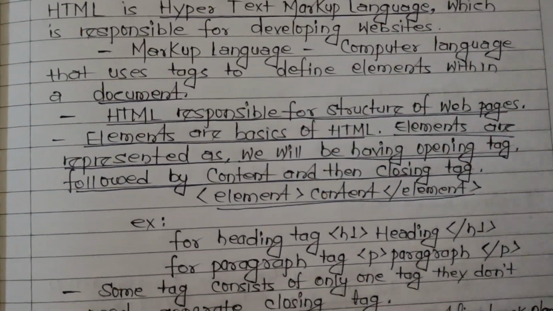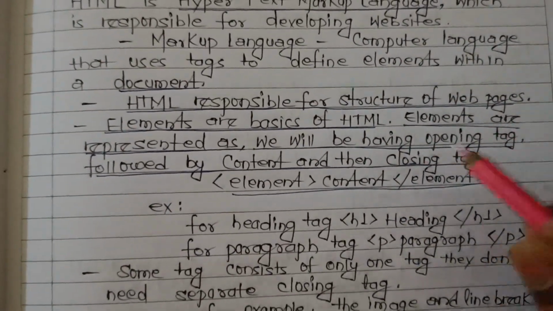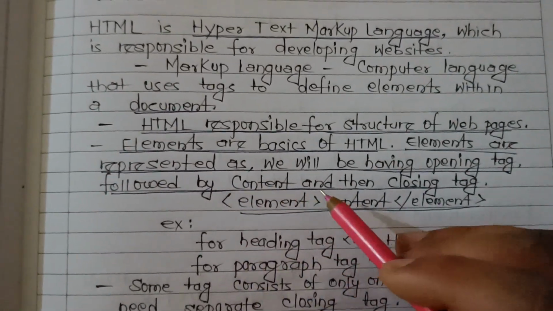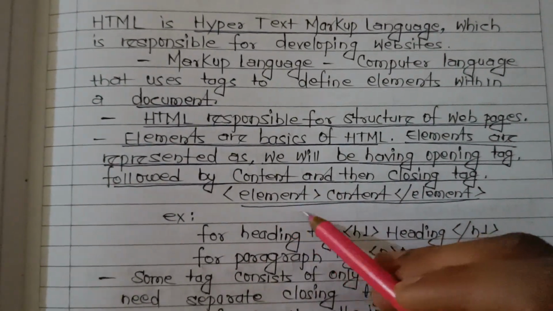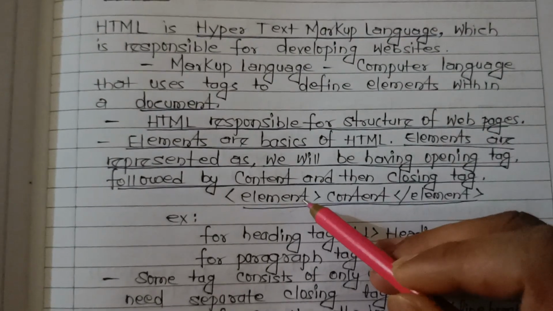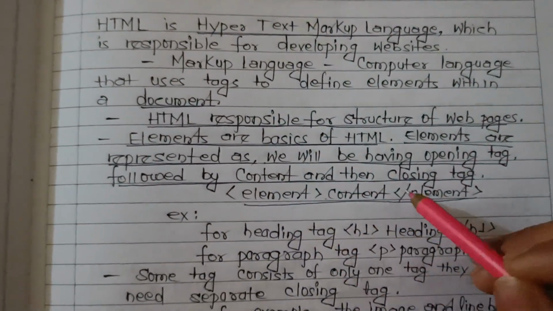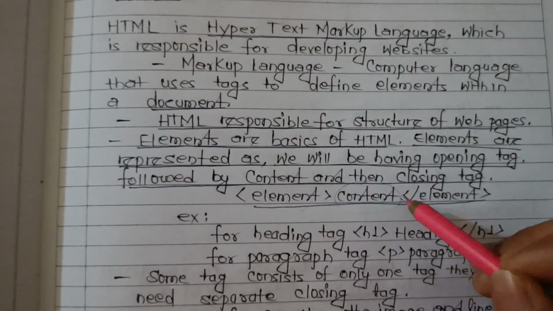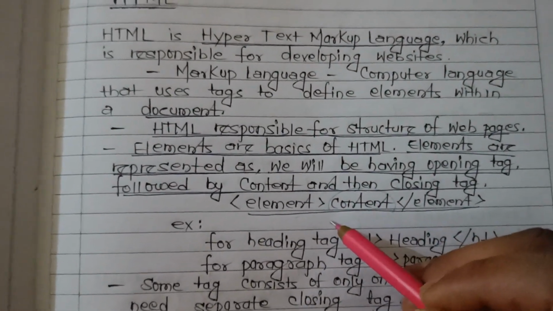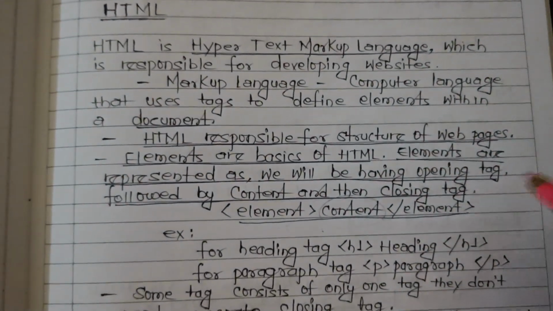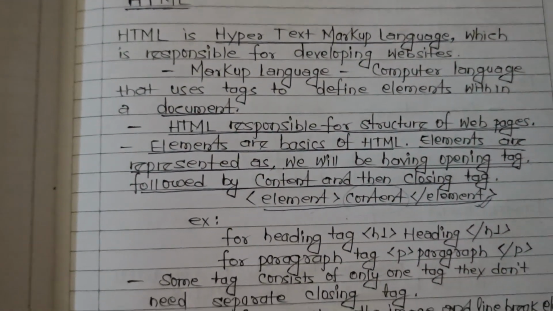Elements are the basics of HTML. An element is represented with an opening tag followed by content and then a closing tag. That is our opening tag, and between the two there is the content. It can be text, audio, anything else as a structure, and this is an ending tag, right?